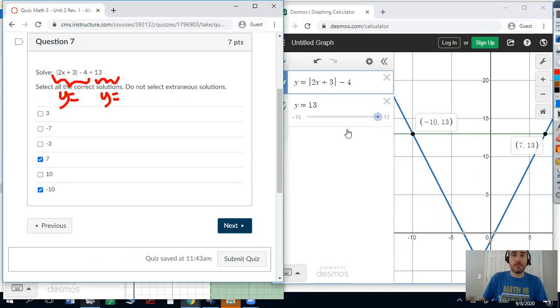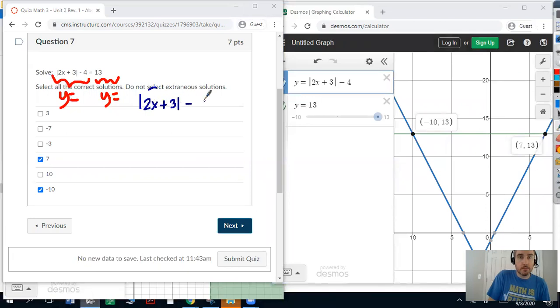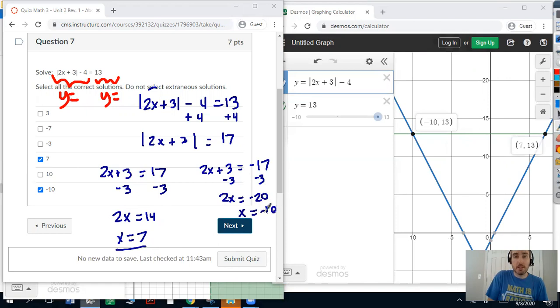Now here's how you do it by hand. You write the equation out. Isolate the absolute value. In this case, we just have to add 4. And then you write 2 equations. Lift the absolute value bar for both of them. Make the 17 negative for one of them and solve them both. Minus 3. That's going to be 2x equals 14. x equals 7. And then -17 minus 3 is -20. So 2x equals -20. Divided by 2, x is -10.